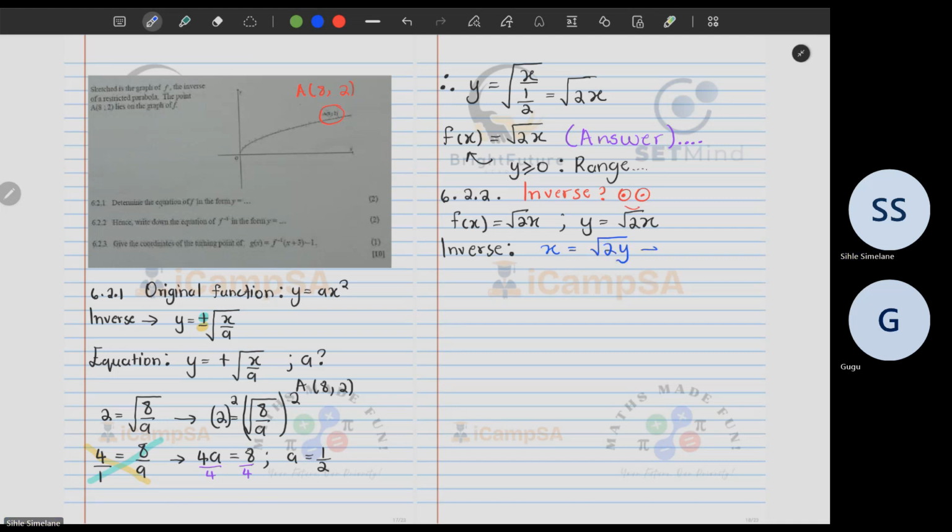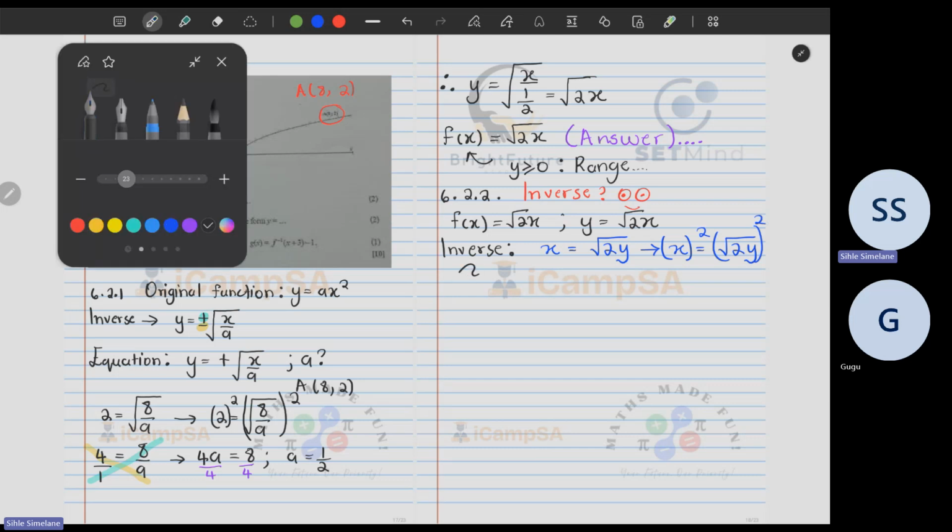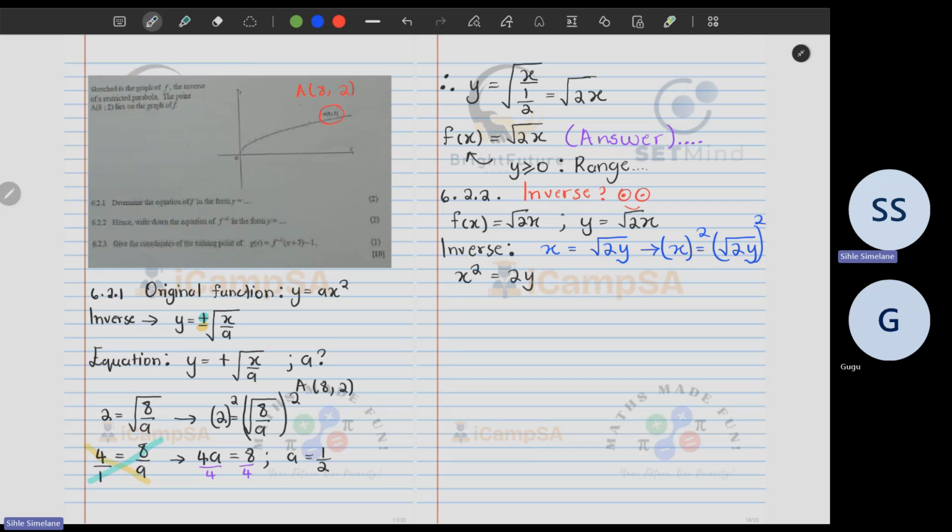And guess what? We are going to square both sides to solve for y. So let's copy this and put it up here. And then we square and we square. Then what we end up having is x squared equals 2 times y. We can solve for y now. So therefore, y equals, if you divide by 2, 1 over 2 x squared. So now I can say my inverse will be equal to a half x squared.